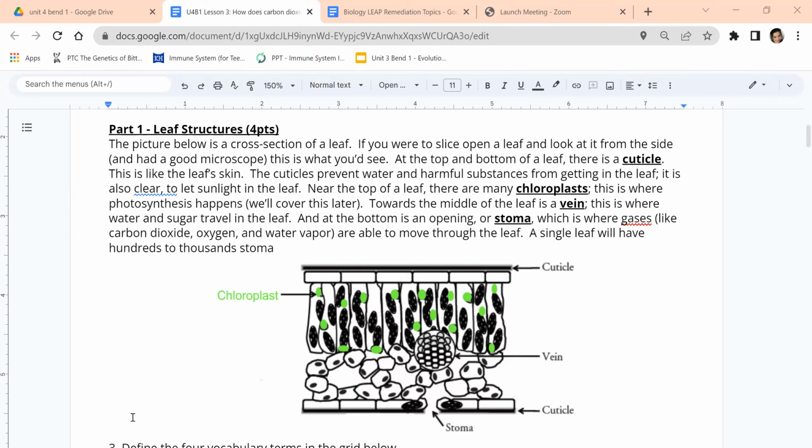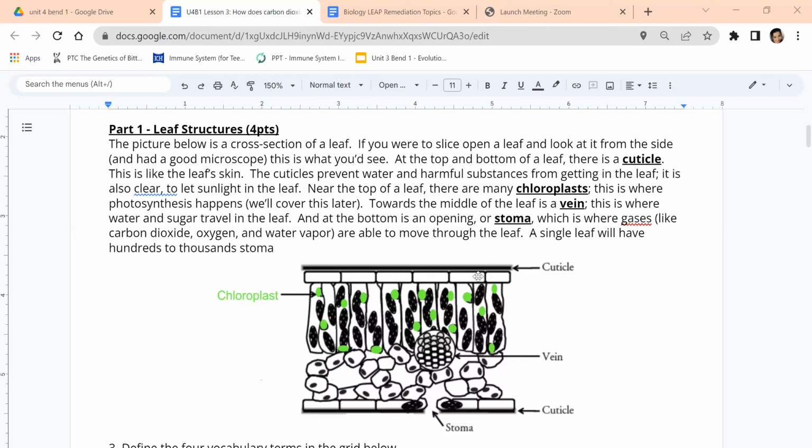We are beginning Unit 4 with this lesson, and in Unit 4 we're going to focus on ecology, and we're going to start off in this first lesson talking about photosynthesis. But before we can get into photosynthesis, we need to look at the anatomy of a leaf, because photosynthesis occurs in the leaves of plants. So let's just look at some of the main structures in a plant leaf.